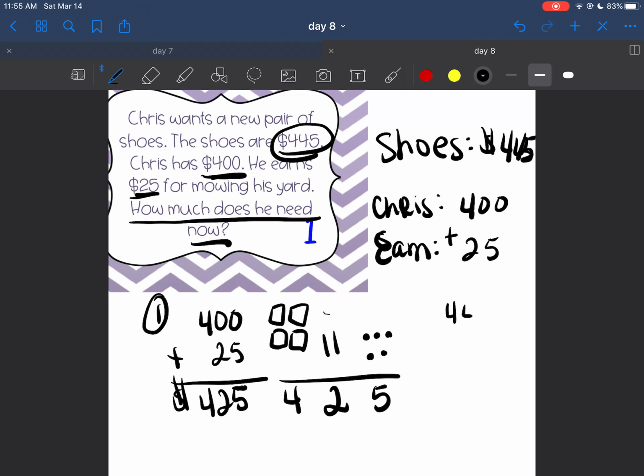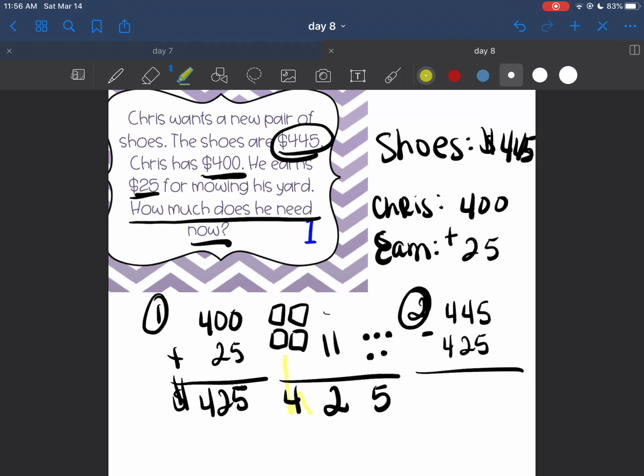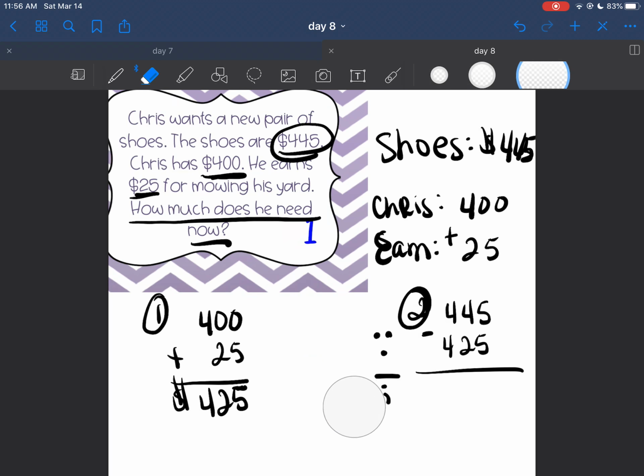Well, if the shoes cost $445 and he currently has $425, how much more does he need? Well, does it make sense to add 445 plus 425? No, because you're going to get a total that's more than what the shoes cost, so you're going to have to subtract. Again, I'm going to erase here so we have some room to use our base 10s.